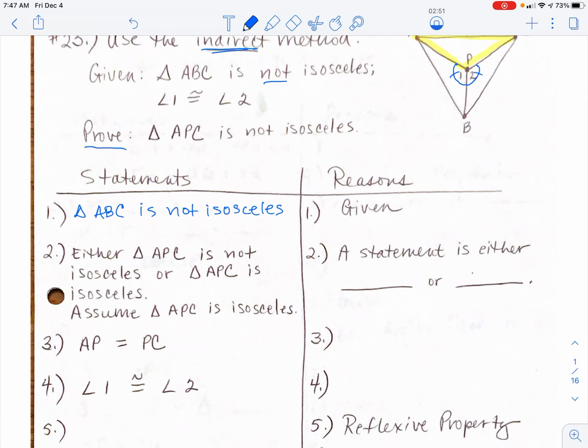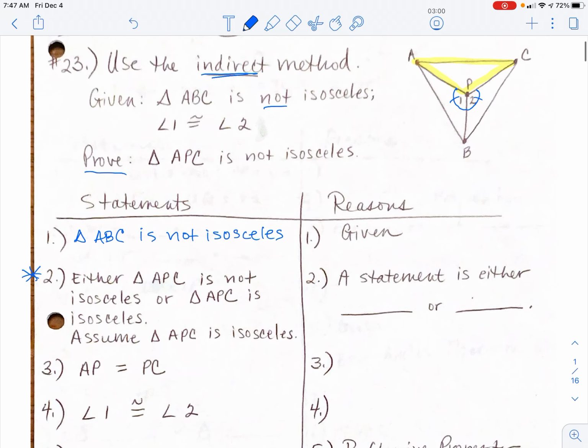hold on, let me get my answer keys over here. Okay, that basically says what we look at in number 2, that either APC is not isosceles, which is what we're trying to prove, or it is. So you're kind of looking at it like, well, I'm going to prove the opposite of this proof statement. And if I can prove the opposite of that proof statement, then it should end up contradicting what's given. And what's given has to be true, because what's given is what's true about the shape.